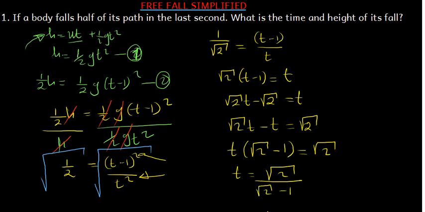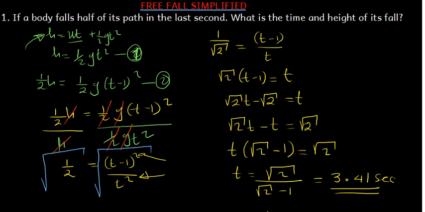Well, we can even find the exact value by punching it on a calculator. Square root of 2 divided by square root of 2 minus 1. That is 3.41 seconds. So this is the time that it is going to take to fall.